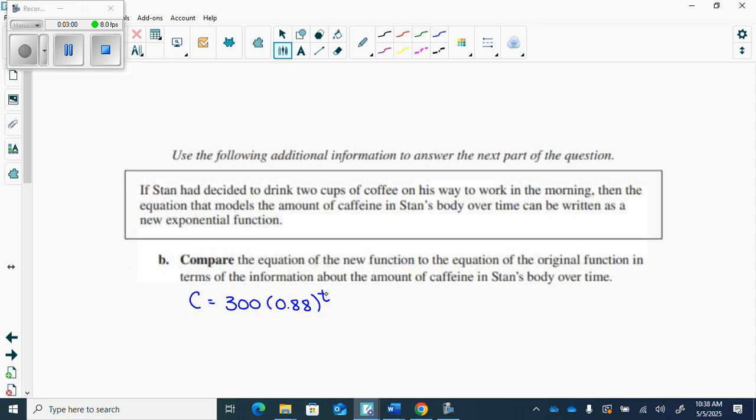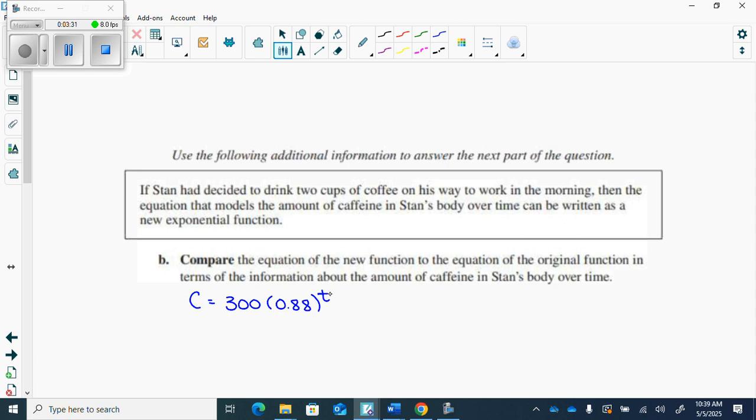Compare means similarities and differences. Okay? So you can say the similarities are that it's still decreasing by 12%. That b value is still 0.88. That would be the similarities, correct? That it's decreasing by 0.088 every hour. And then you'd say that the amount of caffeine in the blood at the original time was 150, now it will be 300 milligrams of caffeine in the blood, right?